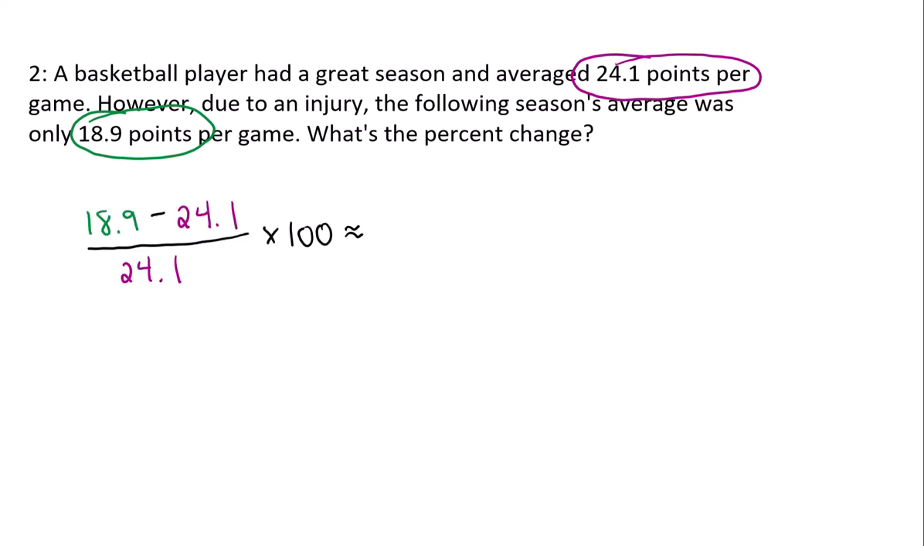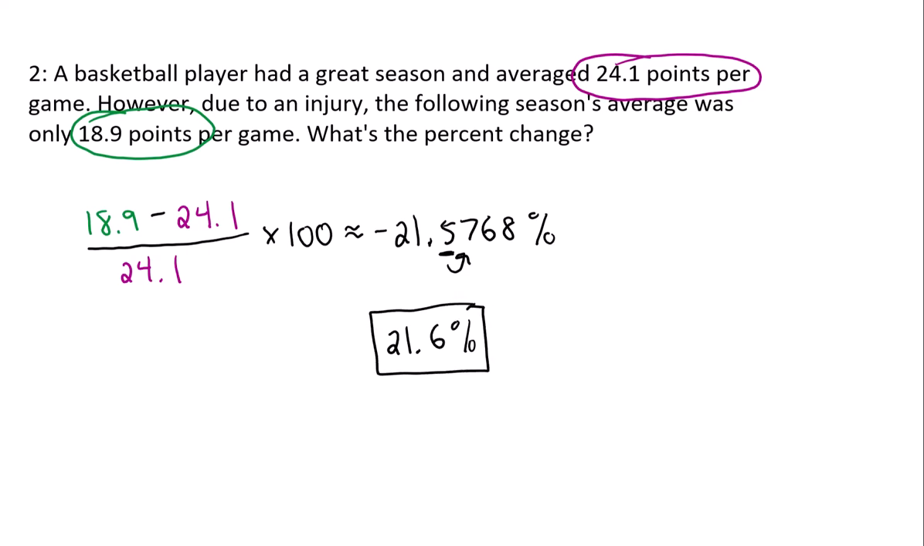If you plug that into a calculator, it's going to give you approximately negative 21.5768. That's a percent. If I want to round to the nearest tenth, just to make it look a little nicer, I'm going to underline my 5 there. That's the tenth spot. I look to the right, which is 5 or more. It's a 7, so I've got to kick this 5 up to a 6. And you don't have to write the negative if you don't want to, as long as we say that this is a decrease, that's fine. So we're left with 21.6%. That's how much this season average decreased from one to the other because of that injury.